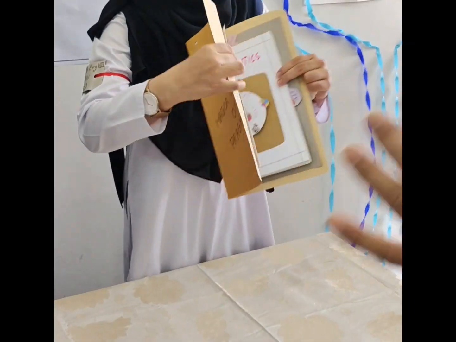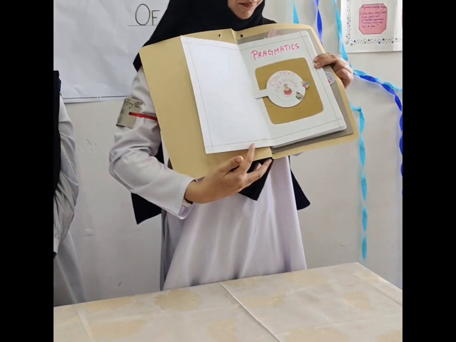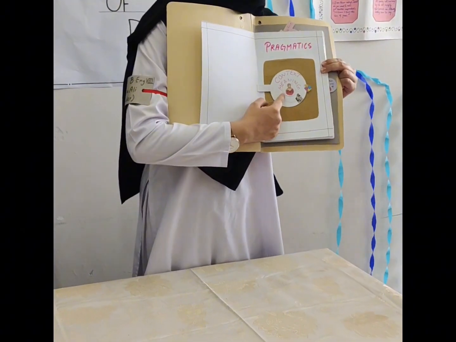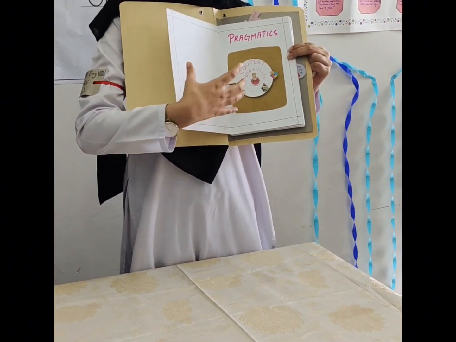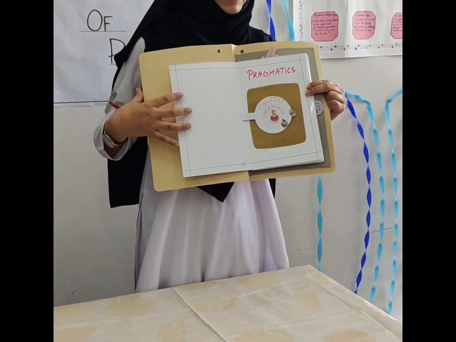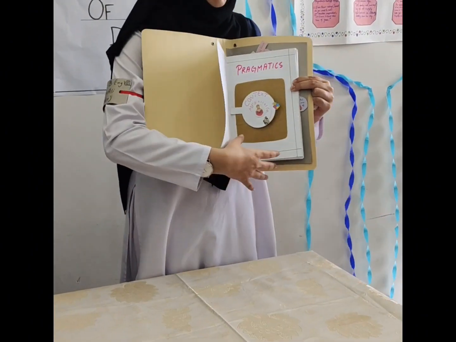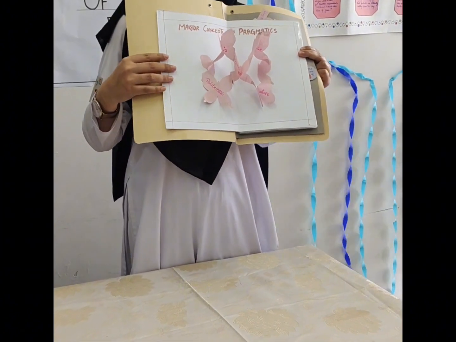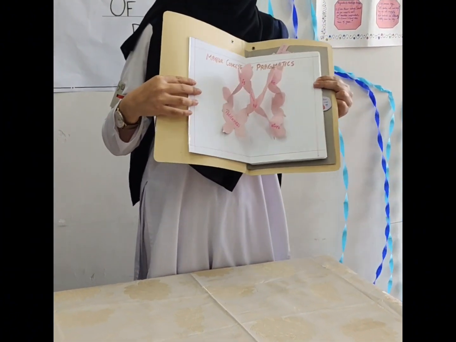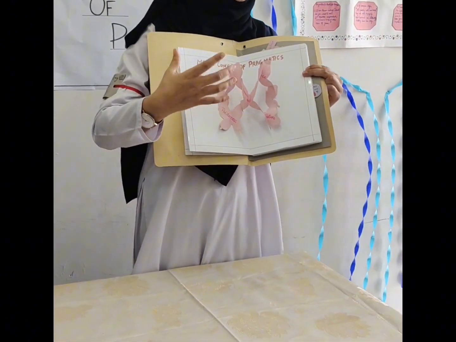So if you look at the pop-up book, the person is in the center, and the meaning is more according to the context. So we can say that pragmatics is the study of meaning in context. Now move to the other page. Nice. Now we will talk about the major concepts. There are many concepts, but we have limited our study.